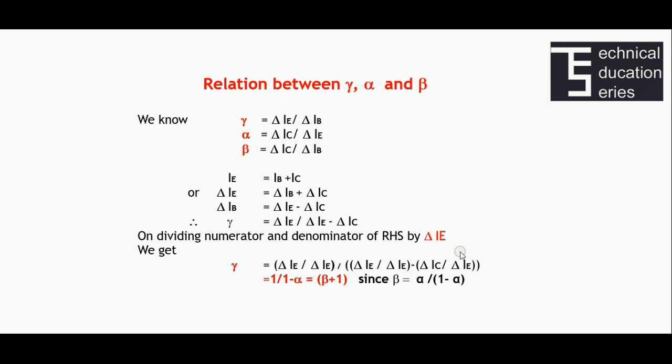And delta IC divided by delta IE is equal to alpha. So which is equal to beta plus 1, since beta is equal to alpha divided by 1 minus alpha.